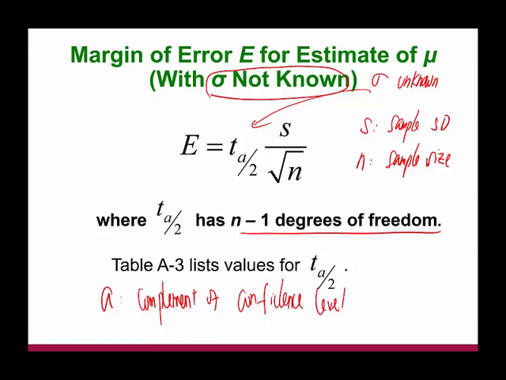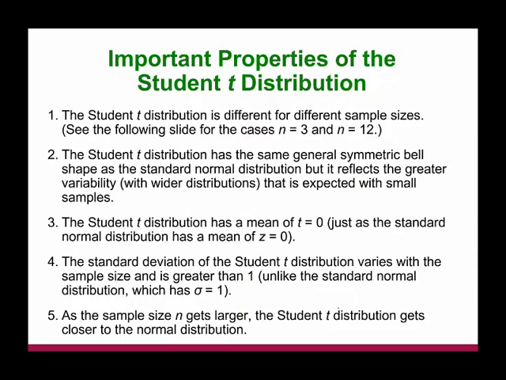First, let's get to know the student t-distribution and its important properties. The student t-distribution is different for different sample sizes, and we're going to see sample size equal to 3 and sample size equal to 12. The student t-distribution has a similar bell-shaped curve to the standard normal distribution, but it reflects greater variability, meaning the standard deviation is greater than 1. That is expected with small samples.